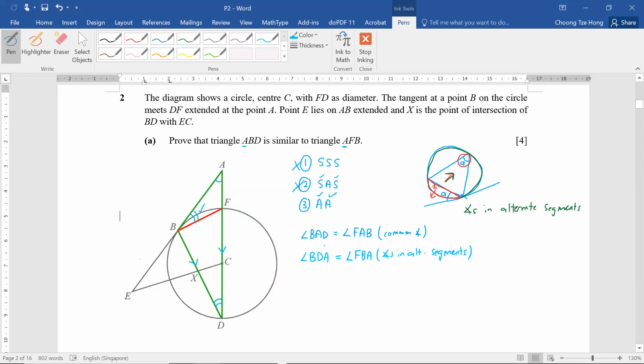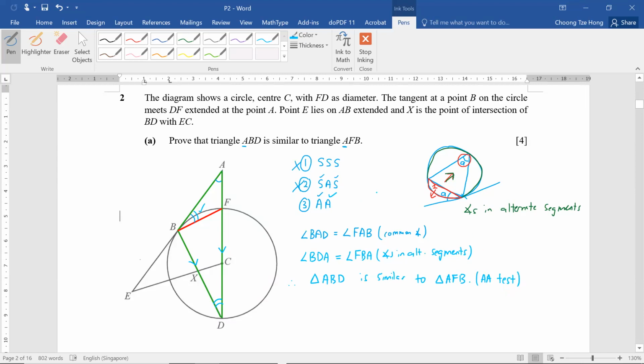If there are two corresponding equal angles in the two triangles, then the third angle in the two triangles will automatically be equal, because the sum of angles in a triangle is always equal to 180. So we can conclude, therefore, triangle ABD is similar to triangle AFB, and we are using the AA test.